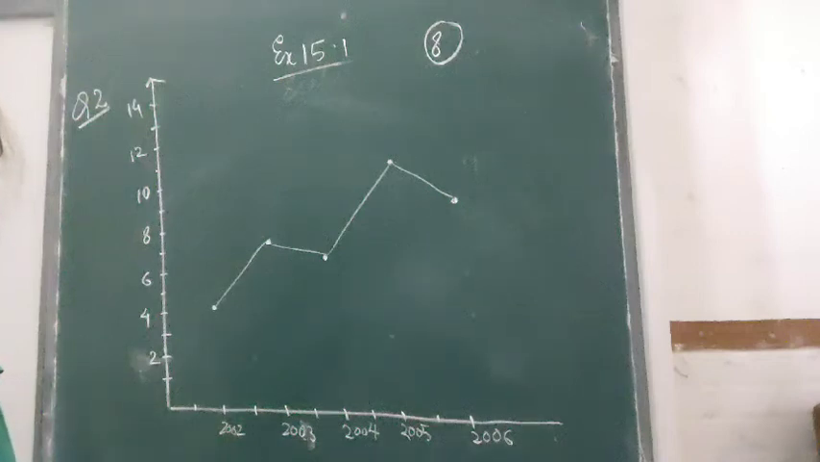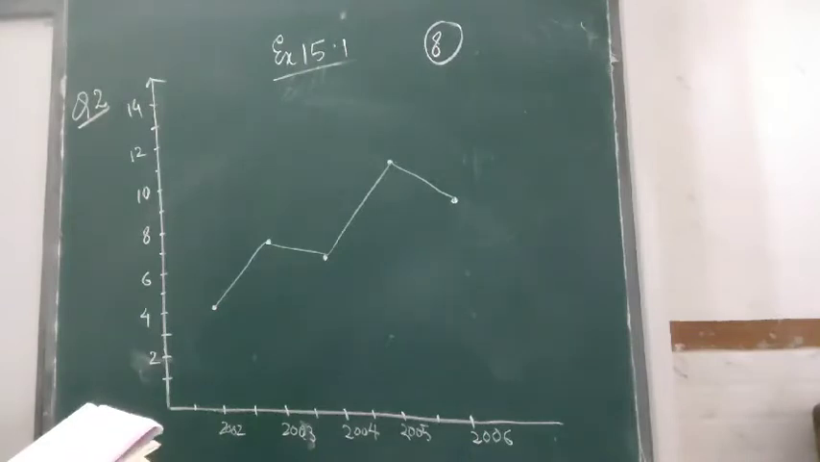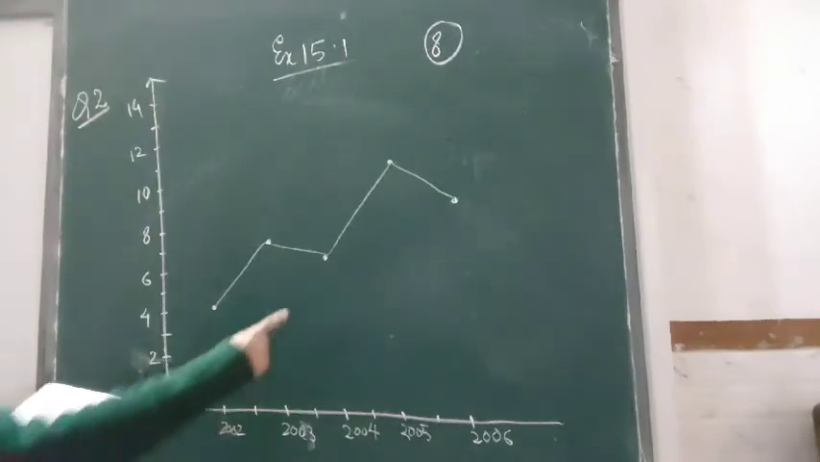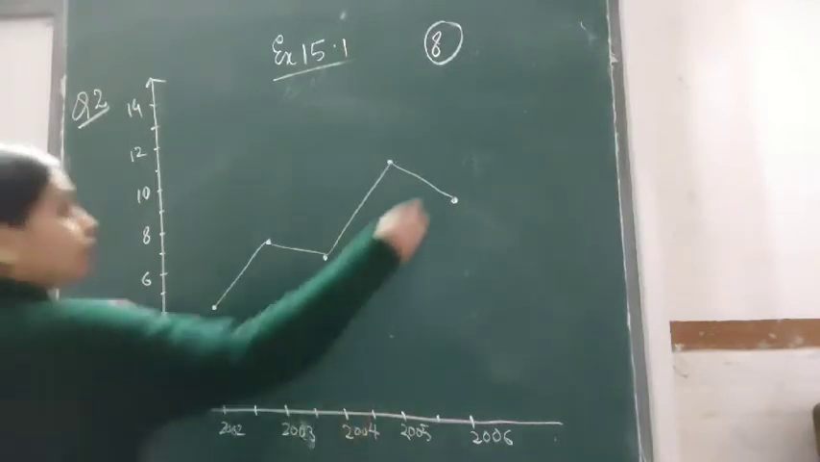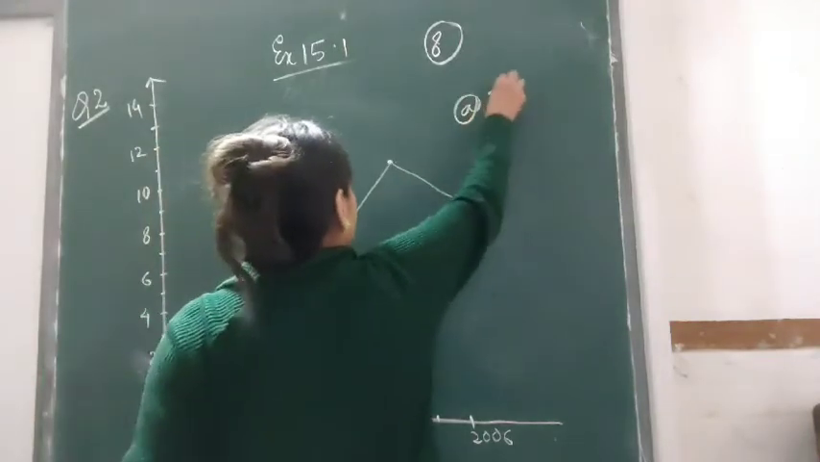Now we are starting with question number 2. As you can see, the following line graph shows the yearly sales figures for a manufacturing company. What were the sales in 2002? So this also we can do in the book itself.